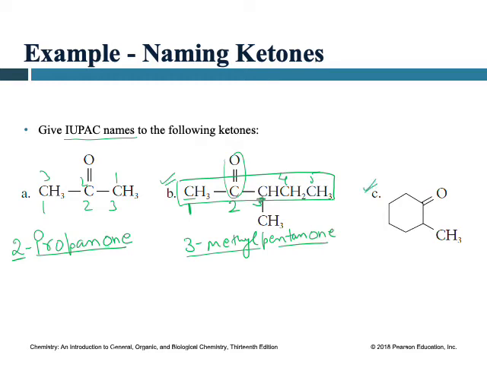Let's go to the C. This is the same type of question, same question that we already did. So 1, 2, 3, 4, 5. I already explained why this is a ketone. So the name will be 2-methyl cyclohexanone.